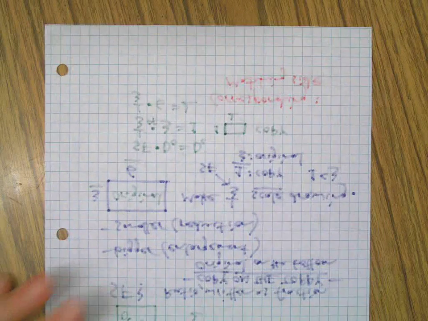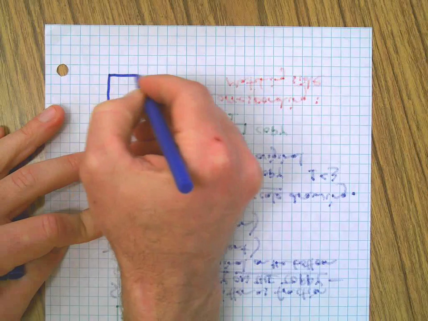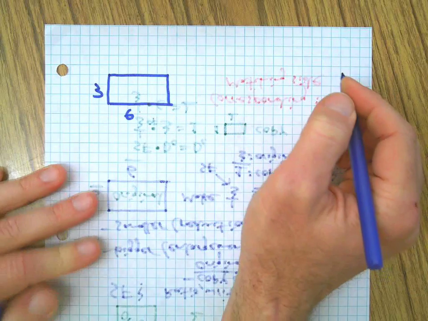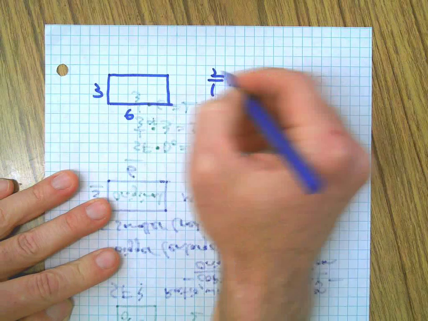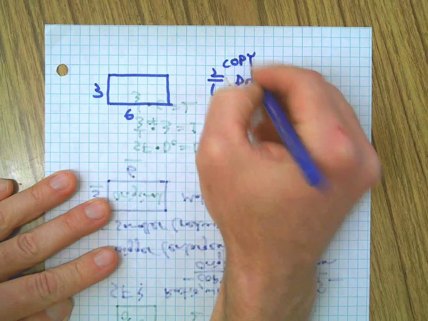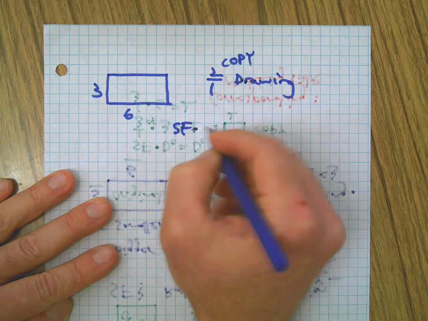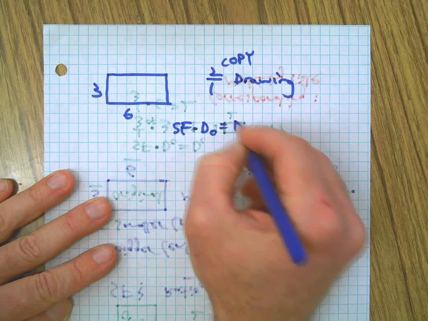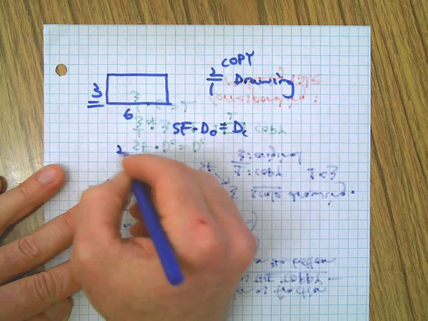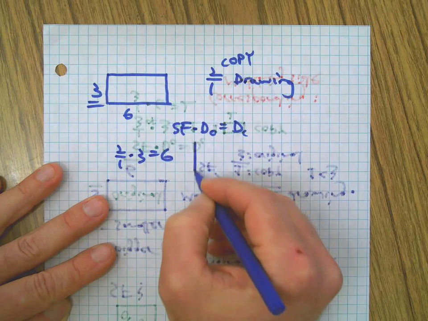Okay, so let's take the same shape that I just had and see how this works in other situations. Same shape, 6 by 3, and let's say you're supposed to make a 2-to-1 drawing. Okay, the copy will be bigger because the copy's on the toppy. 2 is bigger than 1. So I'm going to take the scale factor times a dimension of the original is going to give me the corresponding dimension of the copy. So I'm going to take my 3 times the scale factor. I get 6, right? Easy enough.